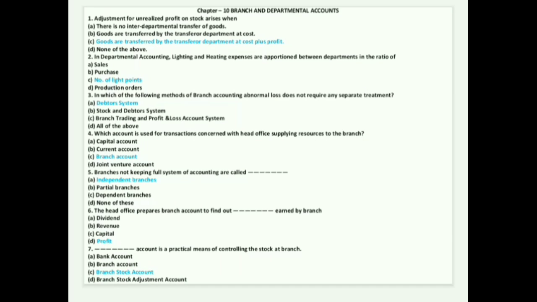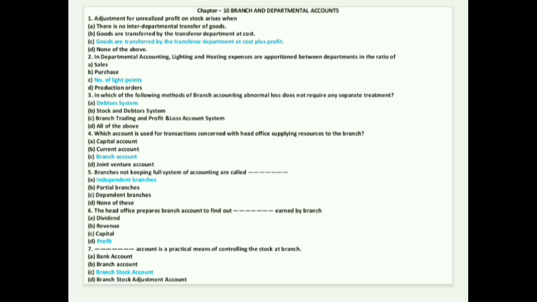In department accounting, lighting and heating expenses are apportioned between departments in the ratio of number of light points. In which of the following methods of branch accounting does abnormal loss not require any treatment? So that is debtors system. Which account is used for transactions concerned with the head office supplying resources to the branch? That is branch account.